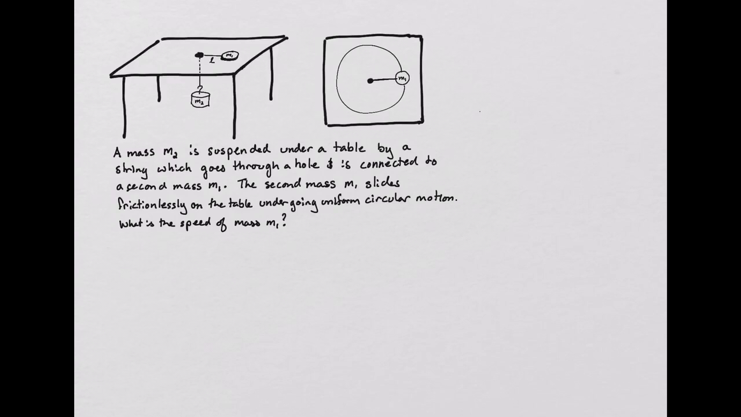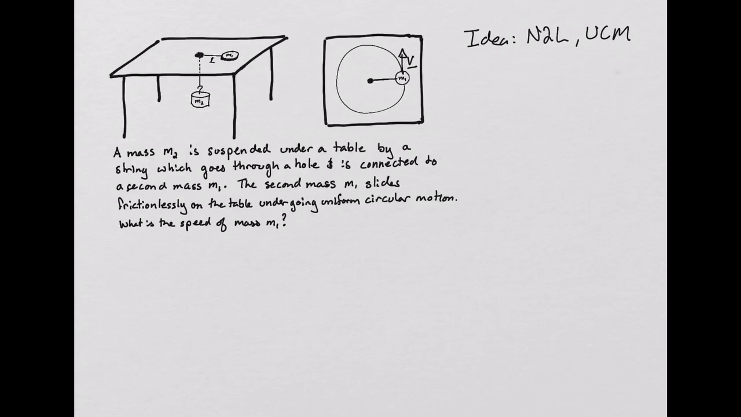The problem asks us to find what the speed of that uniform circular motion is for mass M1. So it asks us to find v. Now the idea for this problem is to use Newton's second law and uniform circular motion.